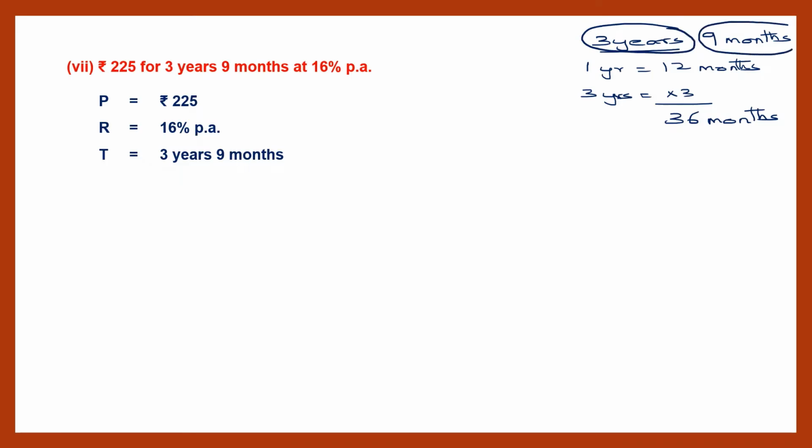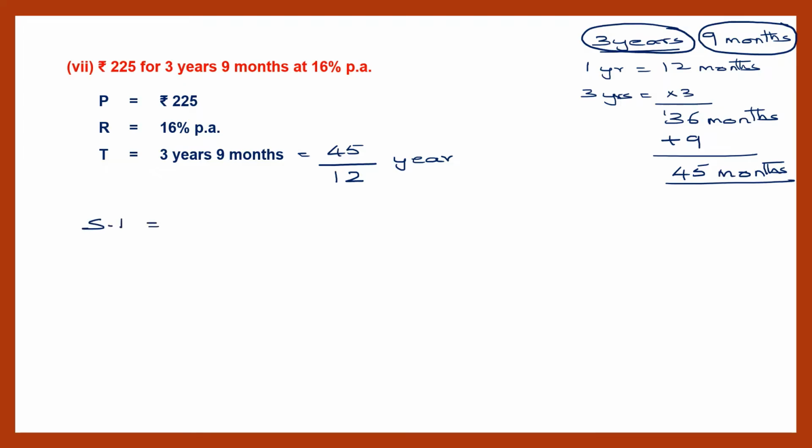Now this 9 months we are simply going to add because it's already in months. 36 plus 9. 6 plus 9 is 15. Carry 1. 3 plus 1 is 4. 45 months. So now we have it all in months. But we have to convert it to years, isn't it? Because rate of interest is per annum, per year. So for that, we have to divide this by the number of months in a year, and the number of months in a year is 12. So now this is not months anymore. This has now become years. 45 by 12 years.